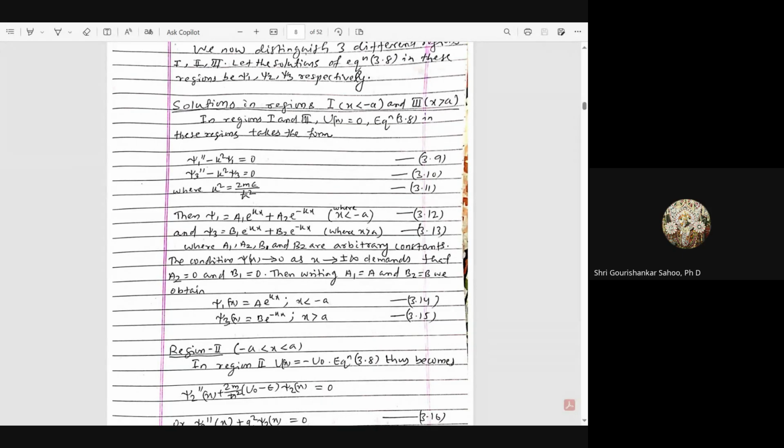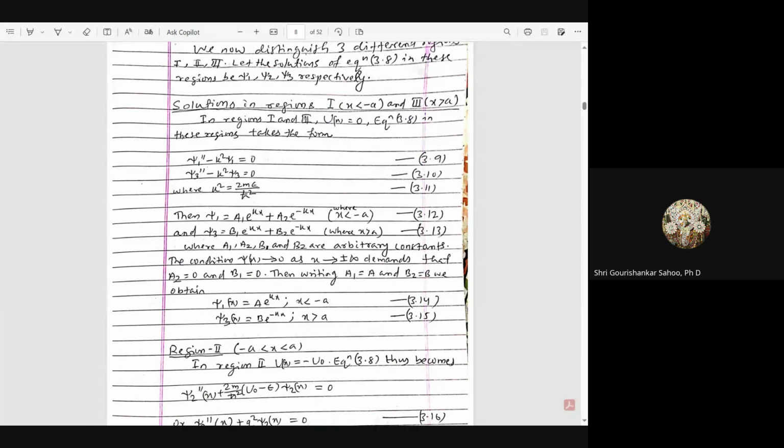Then psi 1 is equal to a1 e to the power kx plus a2 e to the power minus kx, where x is smaller than minus a. And psi 3 is equal to b1 e to the power kx plus b2 e to the power minus kx, where x is greater than a. Here a1, a2, b1, b2 are arbitrary constants. The condition that psi tends to 0 as x tends to plus minus infinity demands that a2 is equal to 0 and b1 is equal to 0. Then writing a1 as A and b2 as B, we obtain psi 1 is equal to A e to the power kx, where x is smaller than minus a, and psi 3 is equal to B e to the power minus kx, where x is greater than a.